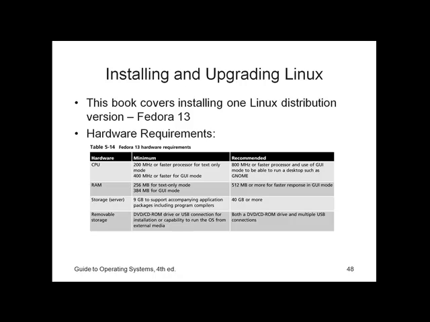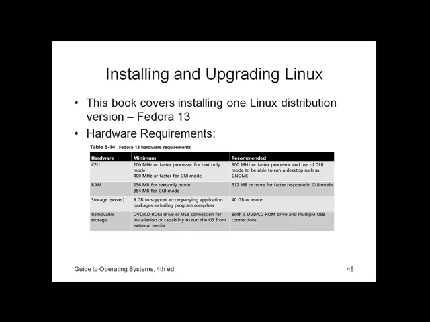Now, RAM for Fedora 13. Once again, it depends on whether you're running the text only or the GUI mode. The bare minimum for text only is 256 megabytes. For the GUI mode, it's 384 megabytes. Once again, those are the bare minimum. 512 megabytes is recommended for fast response in the GUI mode, and believe me, it does make a difference.